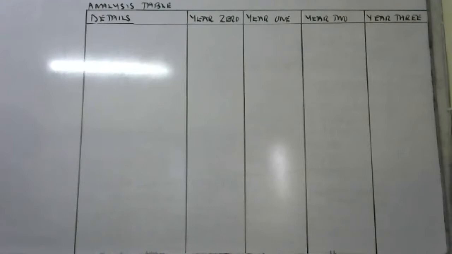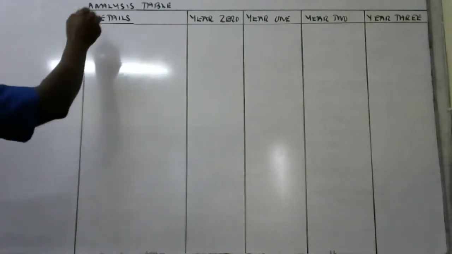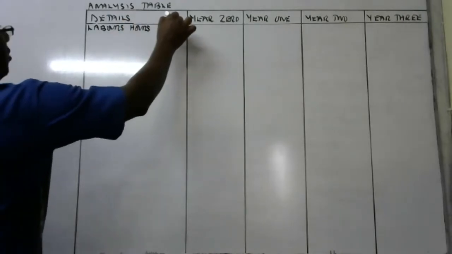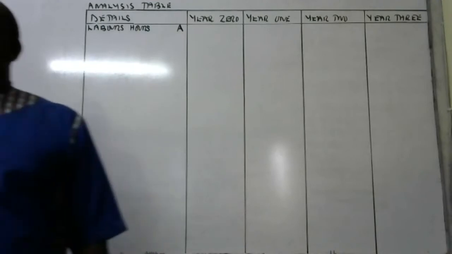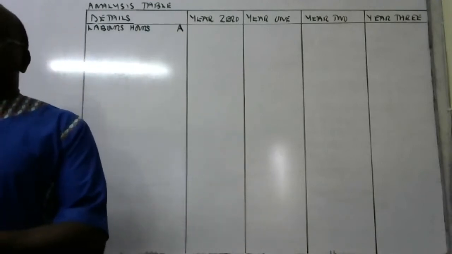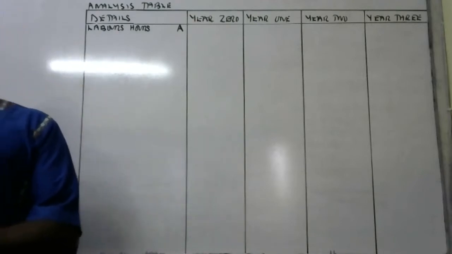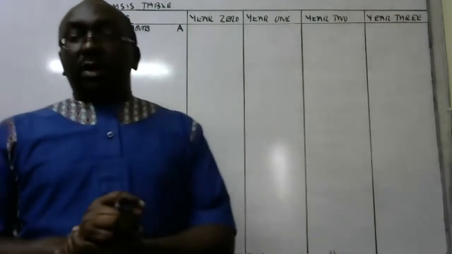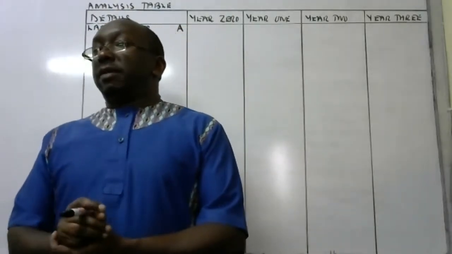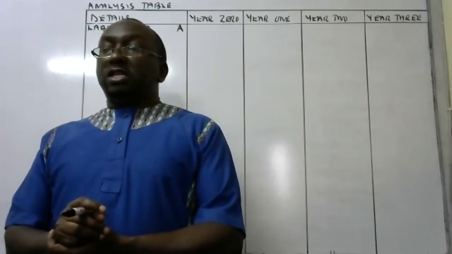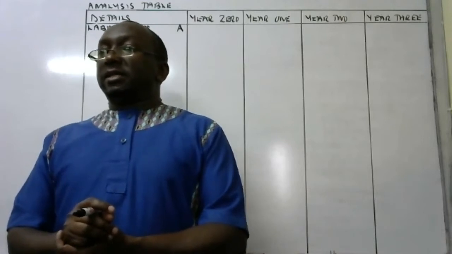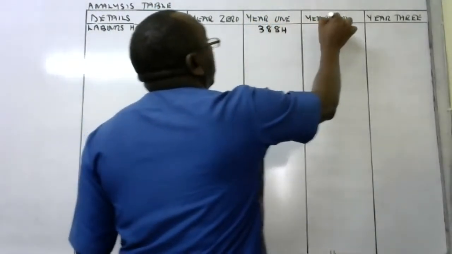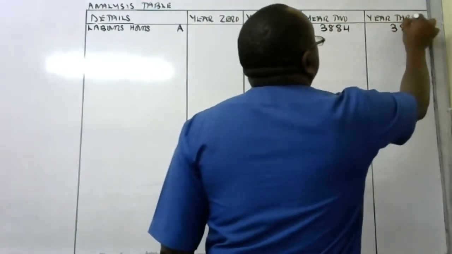Okay. Now, the first thing that you're going to bring is labor hours, and we can designate them A. So go to the workings that we had, and tell me each year we had found how many hours? 3,884. So put here year 1, 3,884, 3,884, and 3,884.